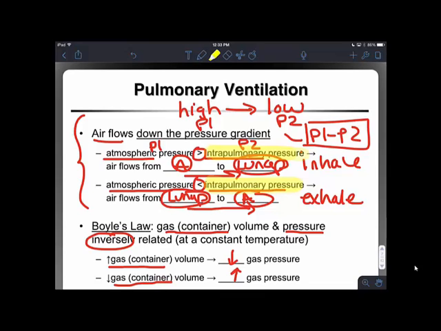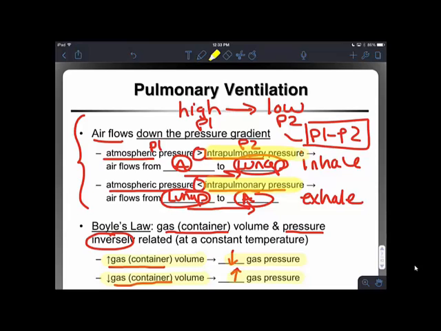So, the pressure of gas in a container is inversely related to the size of the container. So if you increase the volume of the container, you're going to decrease pressure because you're going to get less collisions. If you decrease the size of the container, you're going to increase pressure because you're going to get more collisions. Okay? So very simple concept.